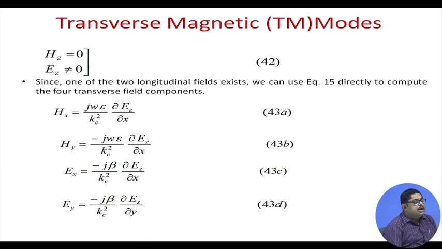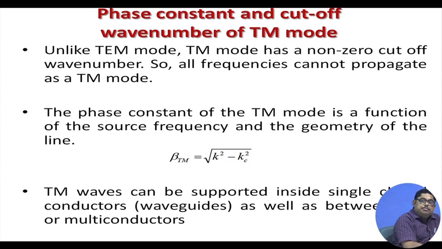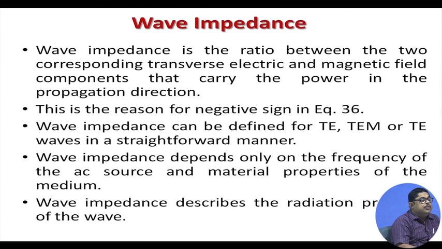Now, similarly in transverse magnetic modes, you have the condition here is Hz is 0, Ez is not 0. So, again put it into equation 15, then you get equation 43, that all Hx, Hy, Ex, Ey in terms of Ez. So, solve Helmholtz equation for Ez, and again once you solve Ez, you can find out what is the beta TM. Again it has a cutoff number and phase constant. So, TM waves also can be supported inside single closed conductors, waveguide, as well as between two or more multi-conductors. So, in all structures you can have this, but above a certain frequency given by the cutoff frequency.